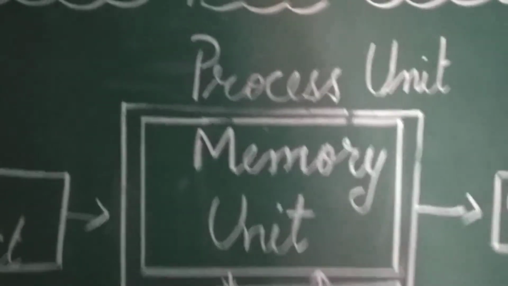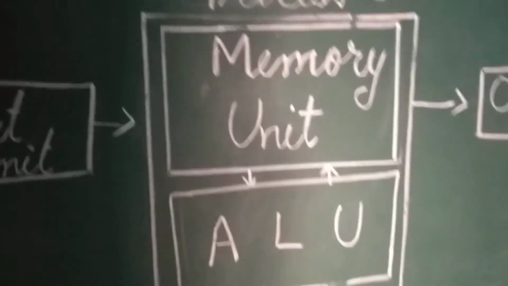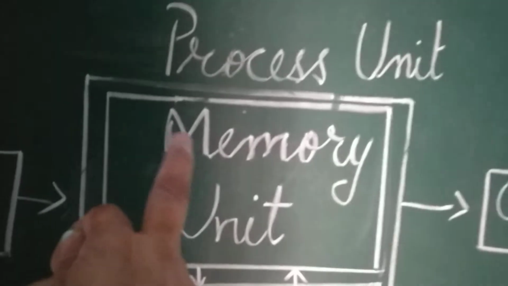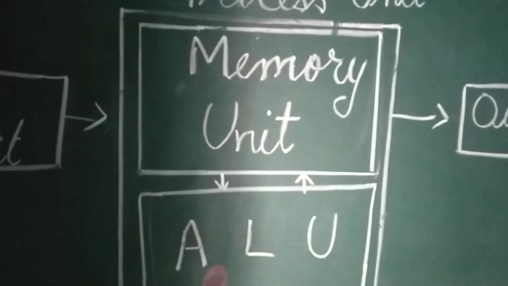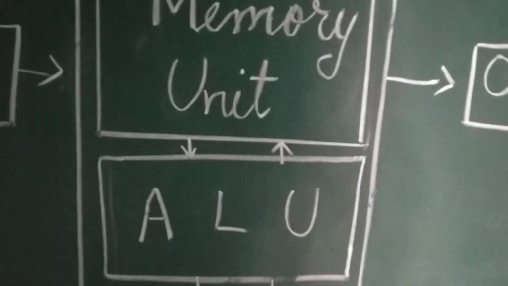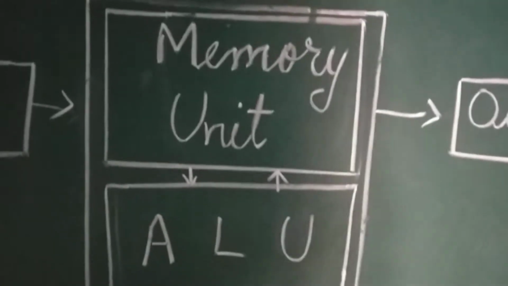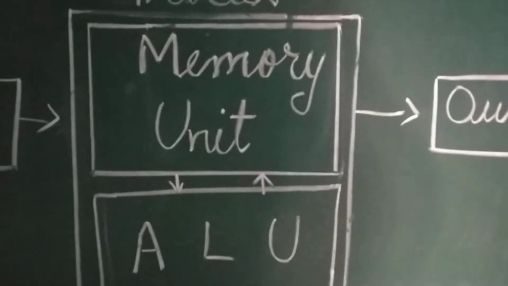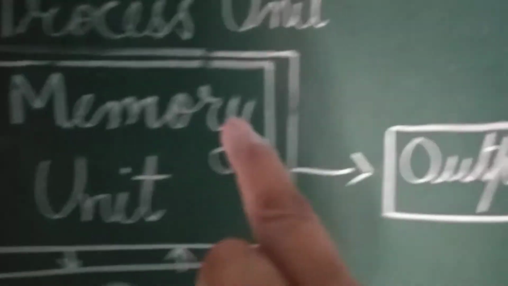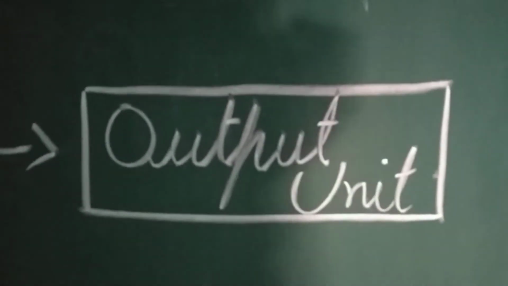This information goes to the memory unit. In the memory unit, the data comes from the input unit. Then via the memory unit, it enters the ALU for processing. The ALU processes the data as per your instruction. Then from the ALU, it again goes to the memory unit. And then from the memory unit, it comes to us by using these output units.